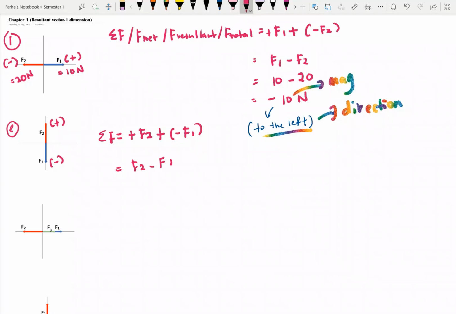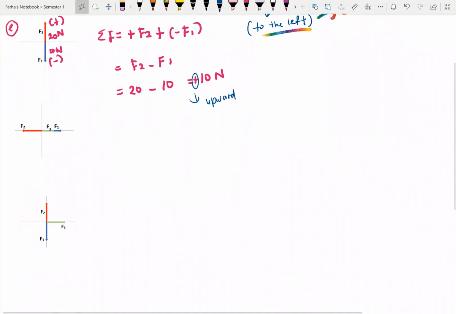Okay, so let's say the F2 is equals to 20 Newton, F1 is 10 Newton. So we have 20 minus 10, we have 10 Newton. So we get positive answer. So and noted that the positive answer means that the direction is upward. Okay, so tengok pada paksi Y dia upward ataupun downward. Okay, so next kita pergi pada example yang ketiga.